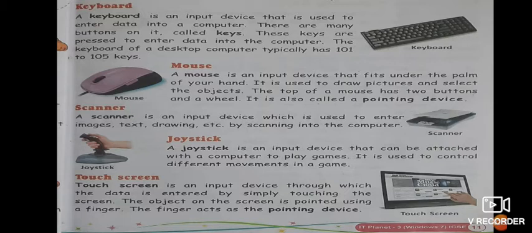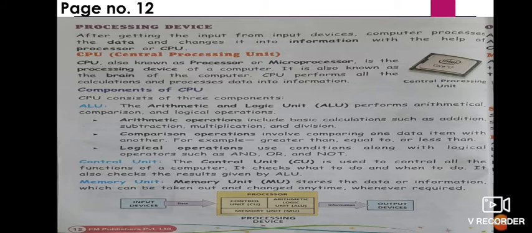Next, on page number 12, processing device. Now what is a processing device? When we enter some data into the computer, we need to process that input to give us the final result. So for processing that data, computer needs a processing device. That device is known as processing device, like CPU or processor.